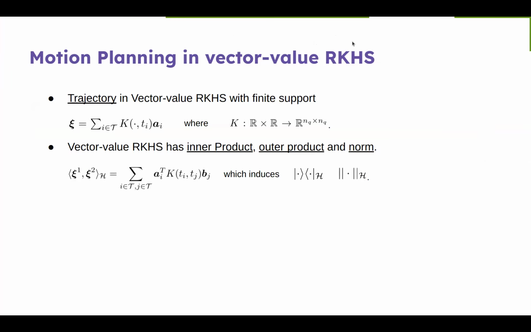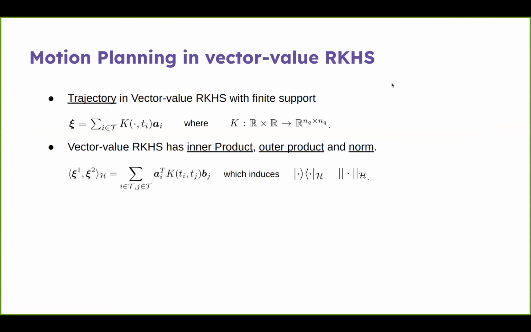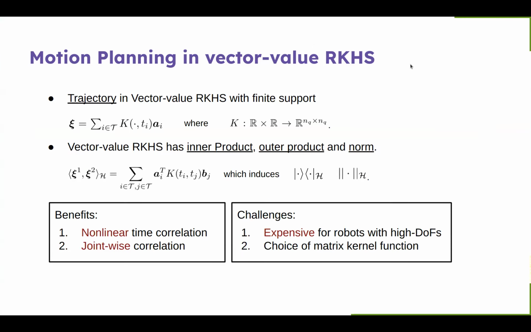The multivariate trajectory defined in vector-valued RKHS with finite support has the following form, where the capital K is a kernel matrix function that makes the following inner product in the Hilbert space positive definite. This inner product will induce an outer product and also the RKHS norm. This framework is highly representative, and can therefore better represent the nonlinear correlation in time and also the joint-wise correlation.